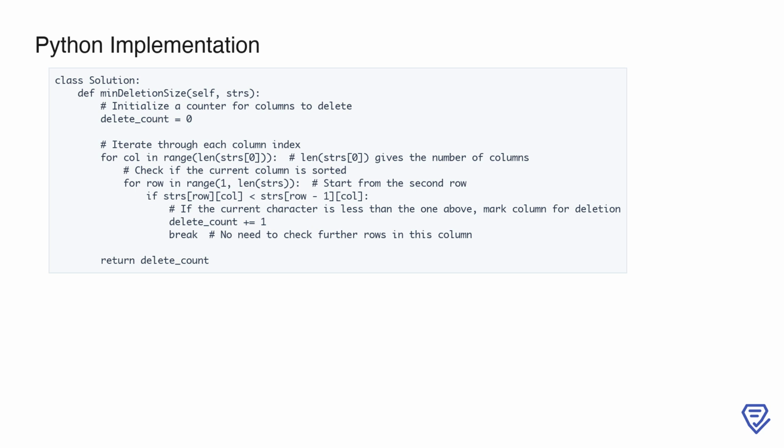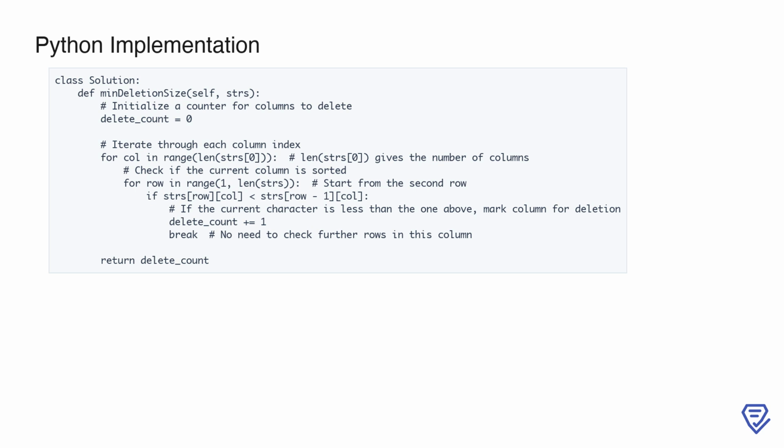Detailed explanation. 1. Initialization. We initialize a variable delete_count to 0 to keep track of the number of columns that need to be deleted. 2. Column iteration. Using a for loop, we iterate through each column index in the table. The number of columns is determined by the length of the first string in strs, that is, len(strs[0]). 3. Row iteration. For each column, we check if the characters in that column are sorted lexicographically. This is achieved by iterating through the rows using another for loop, starting from the second row, index 1.